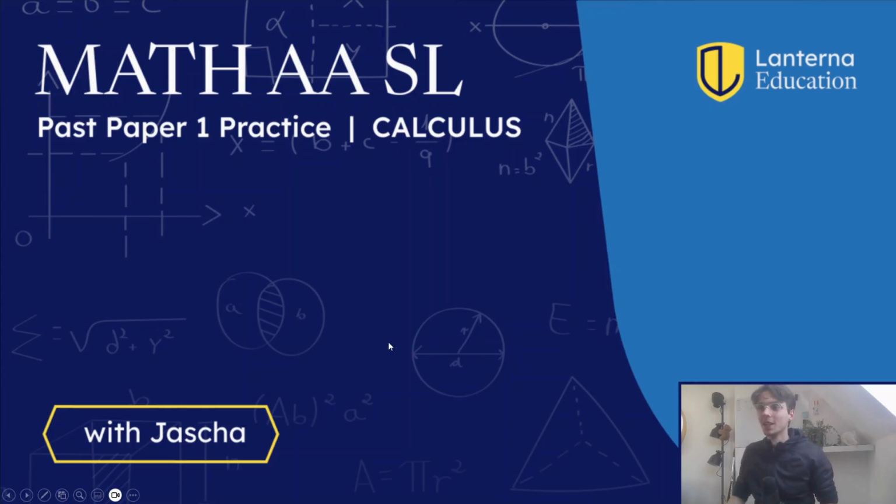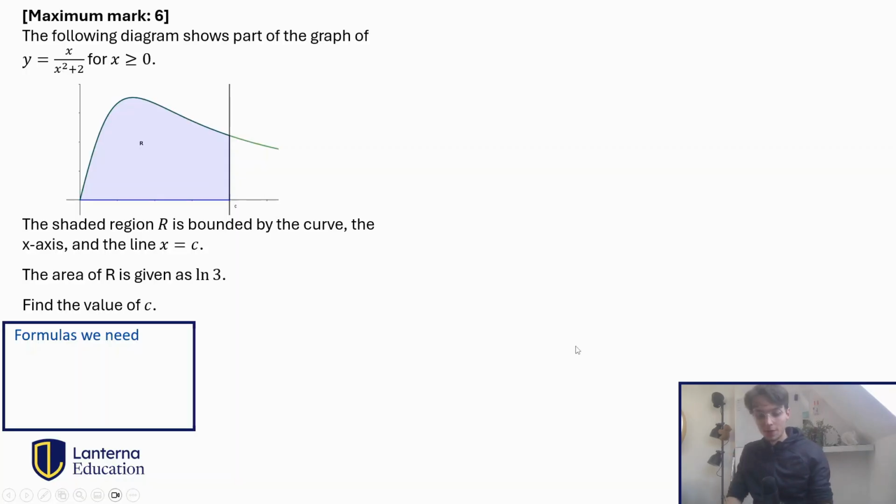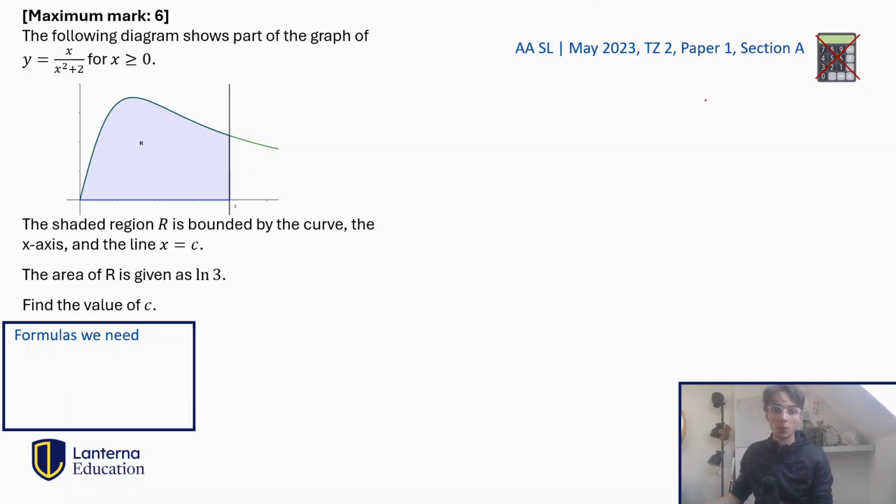Let's get into it. Okay, so this very first question, let's just take a quick second to read it. Actually, before we do, let me show you where I've gotten it from. In the top right corner, it'll always say where I found the paper and if calculators are allowed or not. So obviously paper 1, no calculators.